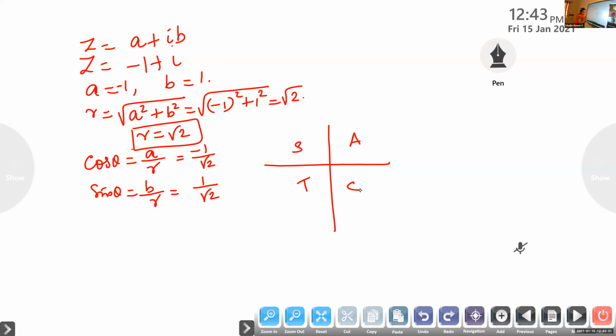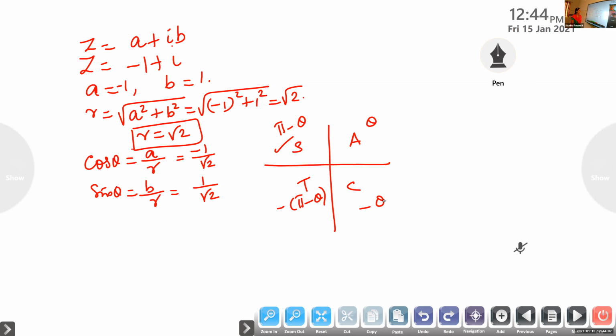So which quadrant is it possible? Cos is negative and sin is positive. Which quadrant, children? Second, yes, very good. In the second quadrant, what is the angle? This is theta. This is pi minus theta. This is minus of pi minus theta and minus theta, isn't it?